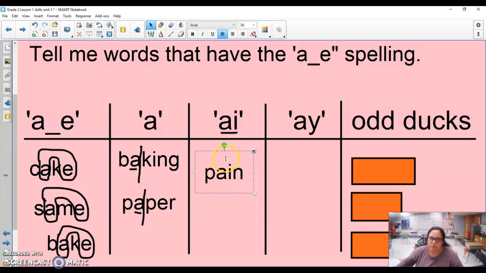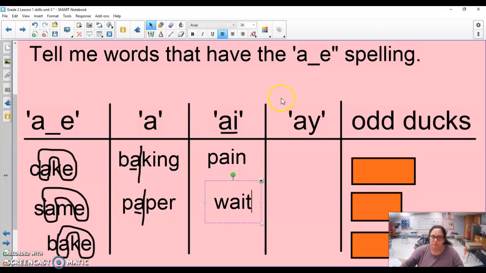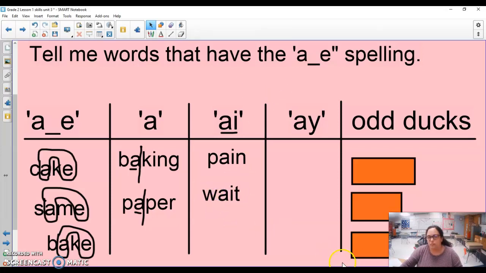Can you think of a word or words that have A in them spelled AI? What's this word? Well, let's tap it. What's the word? Pain. Good job. What about this one? What's this word? Let's tap it. What's the word? Wait. Yep. And as you notice, this AI is coming in the middle of words because that is where you will find the vowel team AI. It will be in the middle of the words.